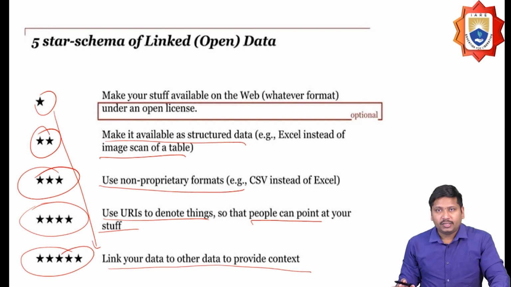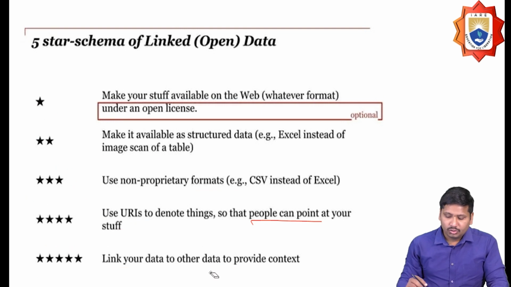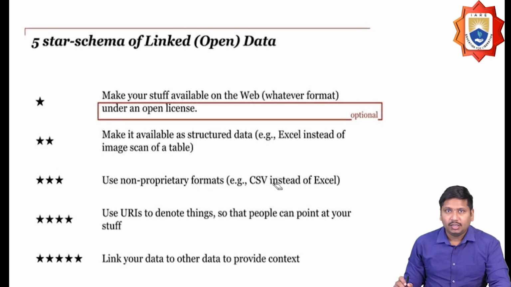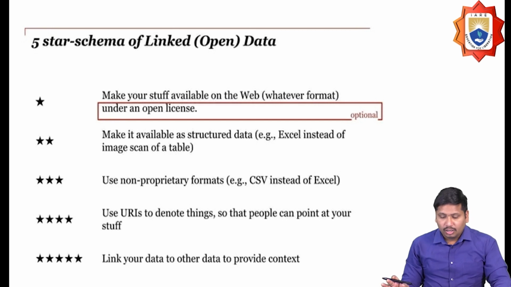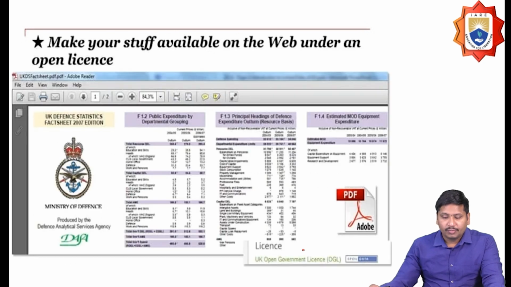So like this should be the five-star scheme for linked or open data, shown in the form of various star levels. If it is a single star, most of your stuff is available on the web itself, and two stars means it should be available as structured data. Three stars means make use of non-proprietary formats, and four stars means use URIs to denote things so that people can point at your stuff. Five stars means link your data to other data to provide context. Let's see one by one.